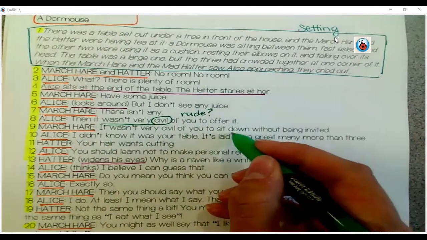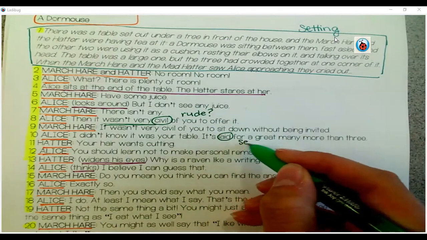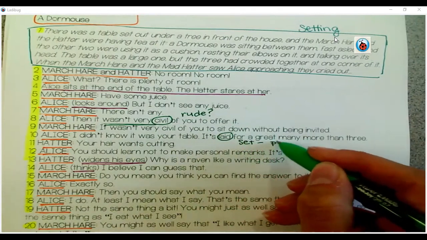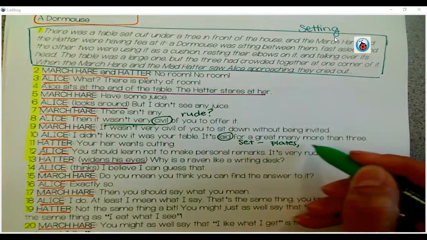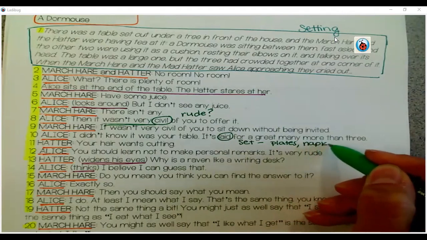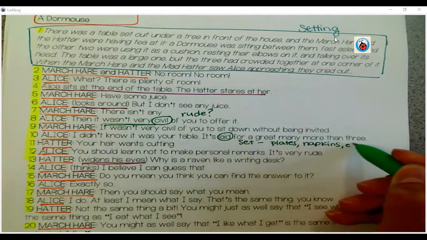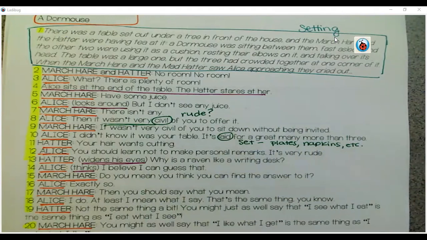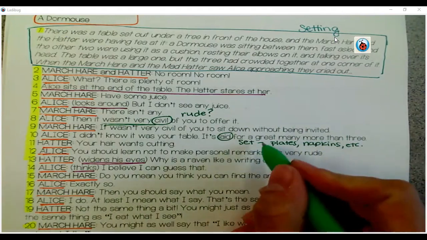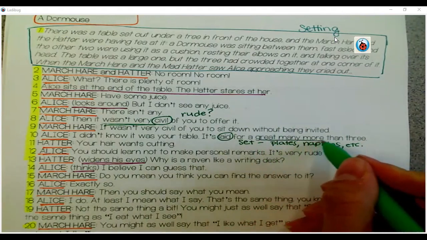So laid would be it's set. So the table has like plates, napkins, silverware, etc. So it's laid for a great many more than 3 would mean it's set for many people.